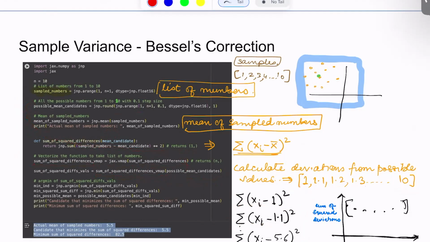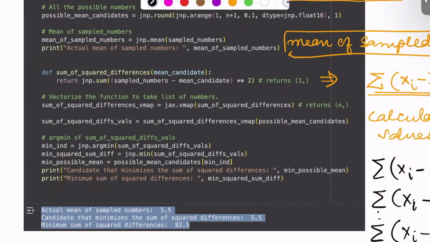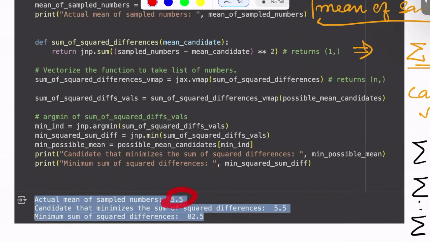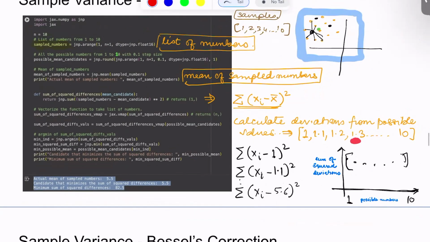So this is again the list, and what we are going to do finally is calculate the minimum value for these deviations. So for which of these possible numbers was the deviation the minimum? Basically, if this is the point and we're calculating deviations, is it minimum for this point, or for this point, or for this point, and so on. If you notice here, the mean turns out to be 5.5, and the candidate that minimizes the sum of square differences is also 5.5. So basically, there is some number here, 5.5, that minimizes the sum of square deviation. How else can we do that?